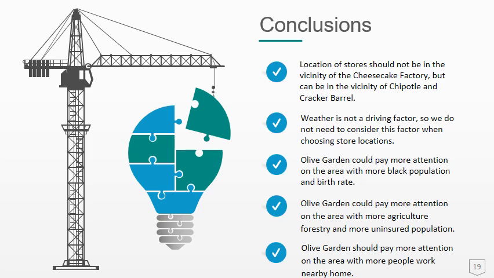Here comes our conclusion. As stated before, the location of stores should not be in the vicinity of the Cheesecake Factory, but can be in the vicinity of Chipotle and Cracker Barrel, because these two competitors are not the main competitors to Olive Garden. And although social and economic related variables are not driving factors for Olive Garden, we can still make recommendations for Olive Garden when they choose new locations.